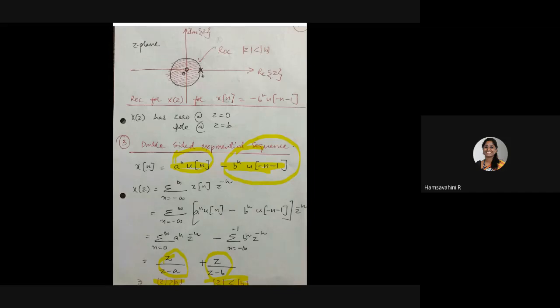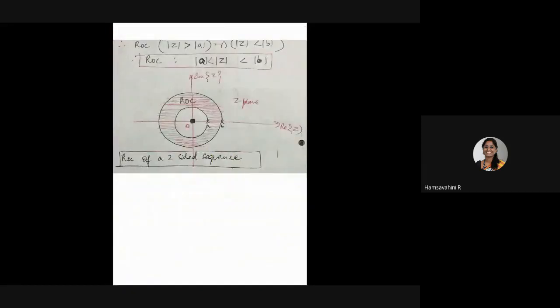So now when we combine these two signals, always, or any two signals, the ROC is always the intersection of these two. Okay. So now let us take the ROC: |Z| greater than A for the first signal, and |Z| less than B for the second signal. It is the intersection. It should be greater than A, but it should be less than B. So when we intersect, we will get the ROC.